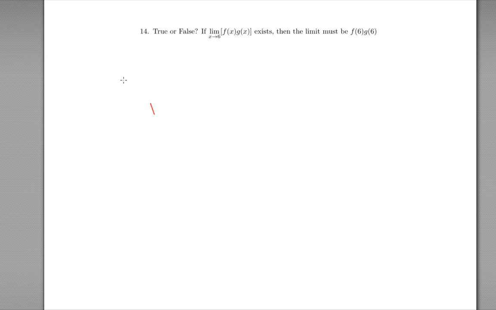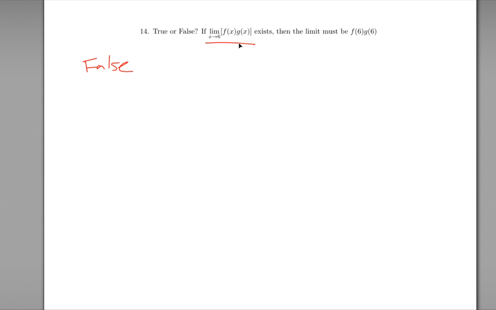True or false? The limit as x goes to 6 of f of x times g of x exists. So this thing is okay. So that must mean that the limit must be f at 6 times g at 6. So is this true or false? This is actually false.